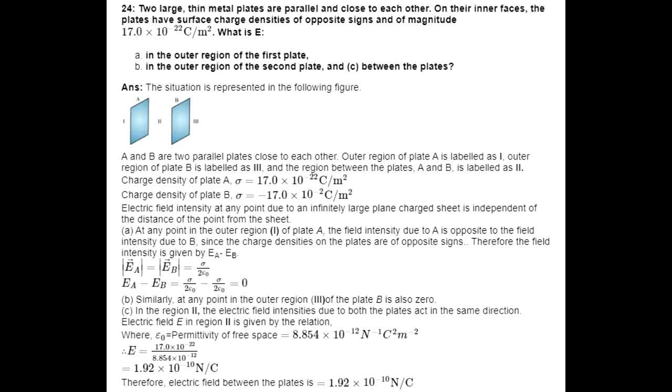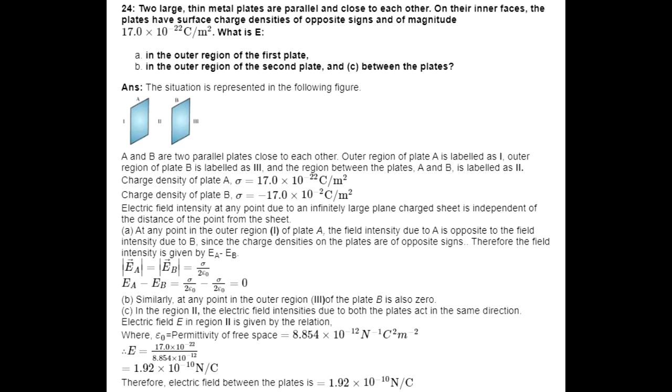Question 24. Two large thin metal plates are parallel and close to each other. On their inner faces, the plates have surface charge densities of opposite sign and of magnitude 17 × 10^-22 coulomb per meter square. What is E in the outer region of the first plate, in the outer region of the second plate, and between the plates?